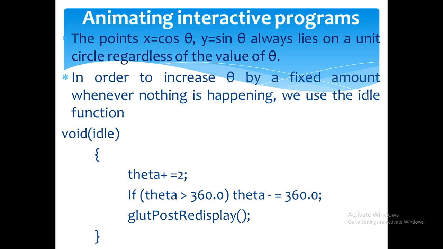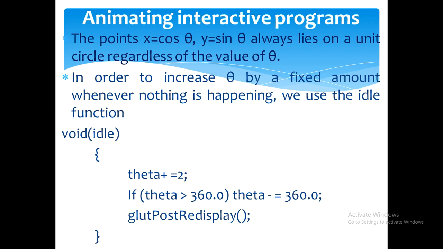Increasing the theta by a fixed amount means you want to rotate x and y, clockwise or anti-clockwise. That's why you have to increase the theta value. In order to increase theta by a fixed amount whenever nothing is happening, we use the idle function.